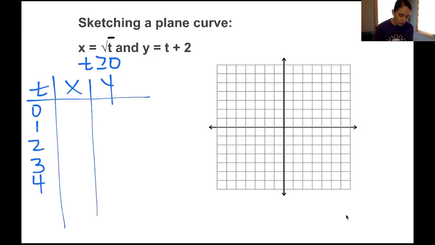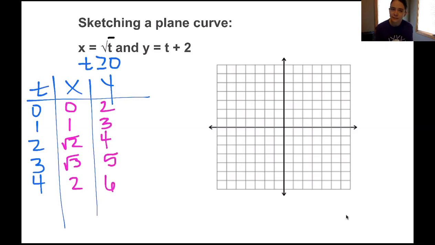Okay, so let's go ahead and plug these values in and see what we get. I'm going to focus on one column at a time. So my x column, we have the square root of t for each value. Our y equals t plus 2, so I'm going to take t plus 2 for each value. Okay.